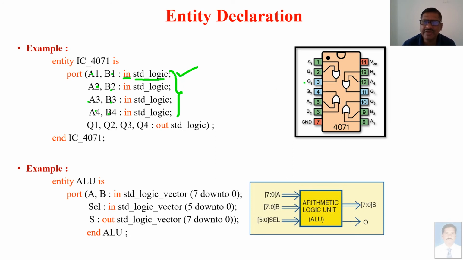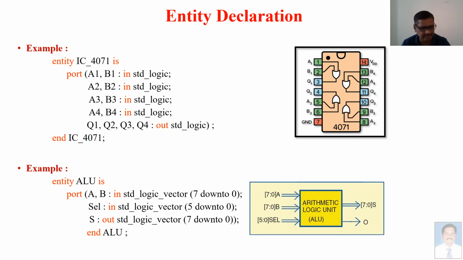At the same time, we have the 4 outputs. This is one output, this is the second output, this is the third output, and this is the fourth output. With Q1, Q2, Q3, Q4, colon, its data direction is out and its data type is std underscore logic, followed by the bracket and followed by the semicolon. That is the standard way. And finally, it should end with the name of the entity. Whatever name we have given to this entity, the same should be here.